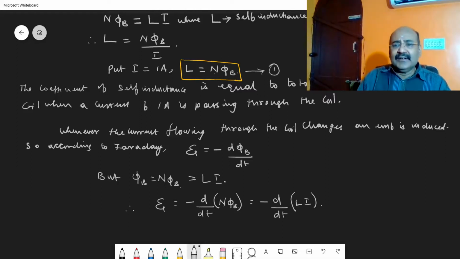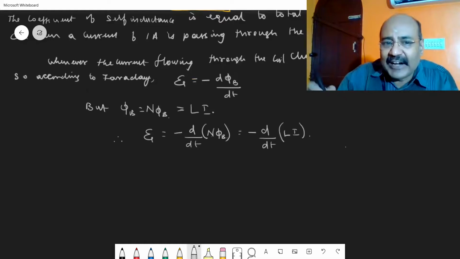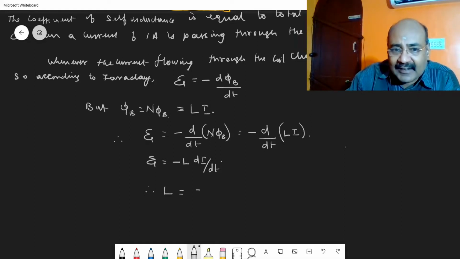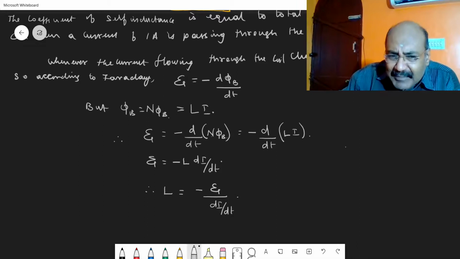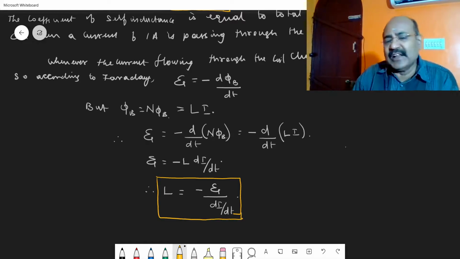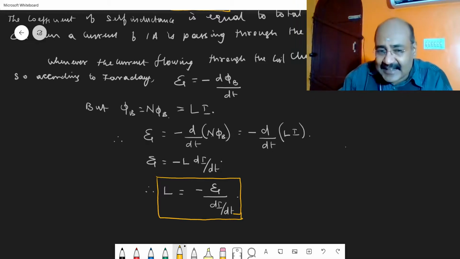What is the function of the negative sign? The negative sign is used to indicate that the direction of the EMF induced is always opposite to that of the cause, or opposite to the change in magnetic flux. So EMF induced is equal to minus d by dt of L into I. Taking L outside, E equals minus L into di by dt. Therefore L is equal to minus E divided by di by dt. From this equation also I can define the coefficient of self-induction or self-inductance. Let us take this as equation number 2.